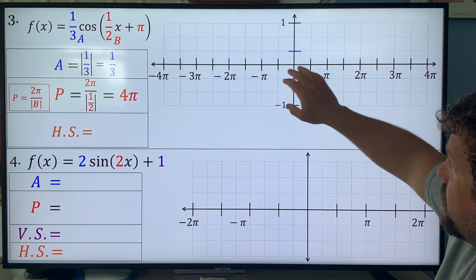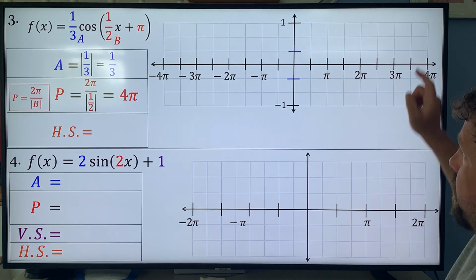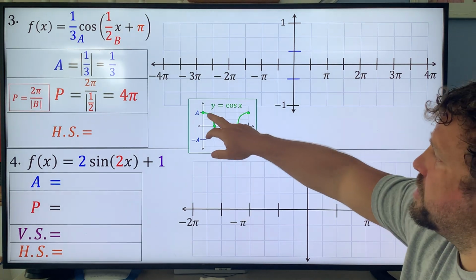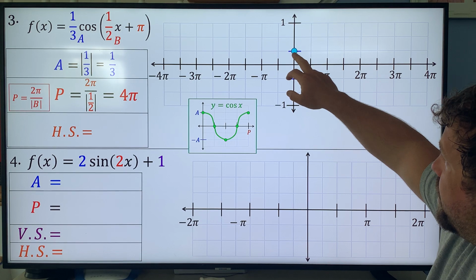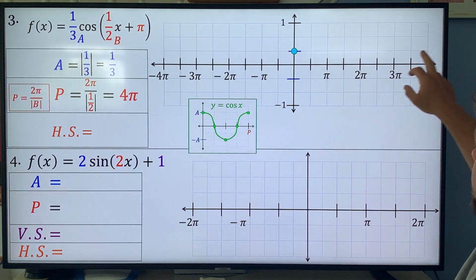So that means this whole graph, which is going to be my cosine graph, has to go from 0 to 4 pi. And once again, if you forgot the cosine graph, it starts at the amplitude, ends at the amplitude. So I'm going to start at 1/3, right? I'm going to go all the way and I'm going to finish at 1/3.